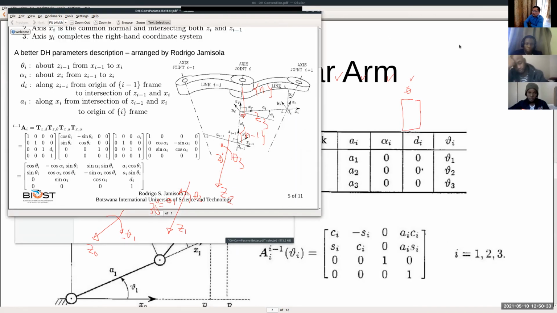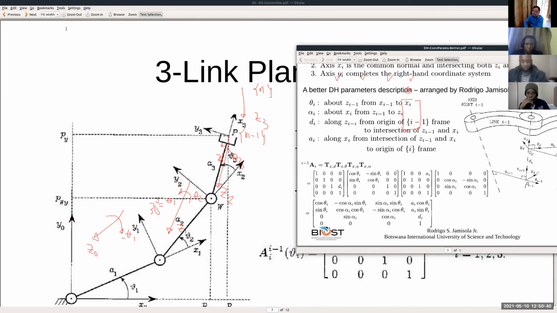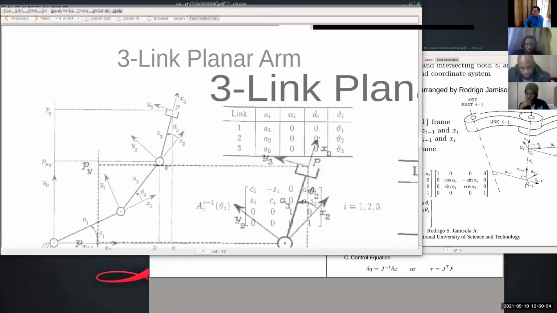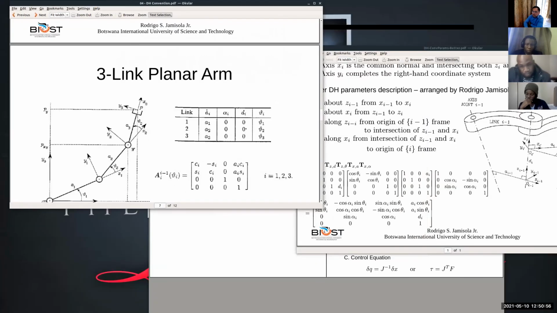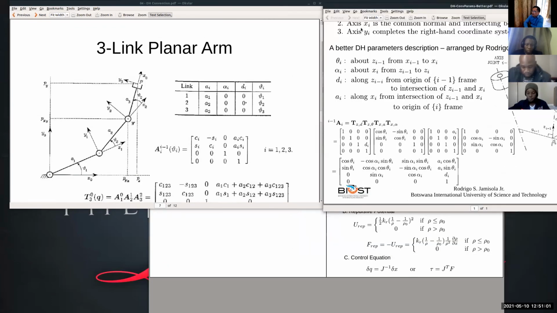Let me bring up this so that you can see properly. I need this so that we can discuss properly.